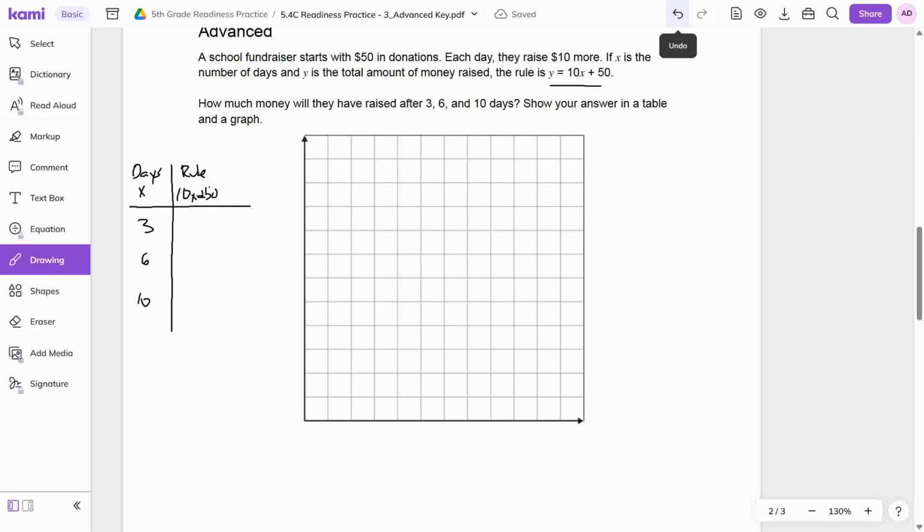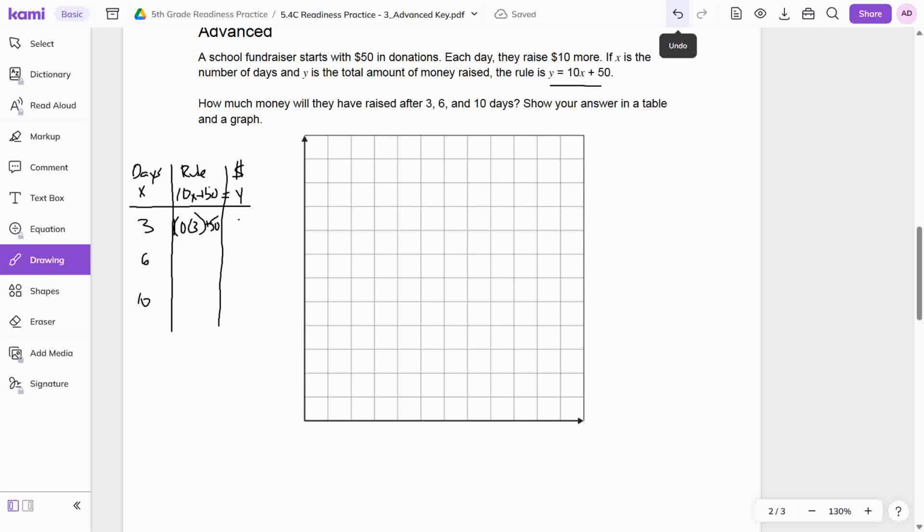And then I'm writing it to where it is equal to my y. So 10x plus 50 equals my y. My y is total amount of money, so I'm going to put dollar signs. So now what I'm looking for, 3 is going to be 10. Let's go ahead and put my 10 and then my times 3 plus 50.